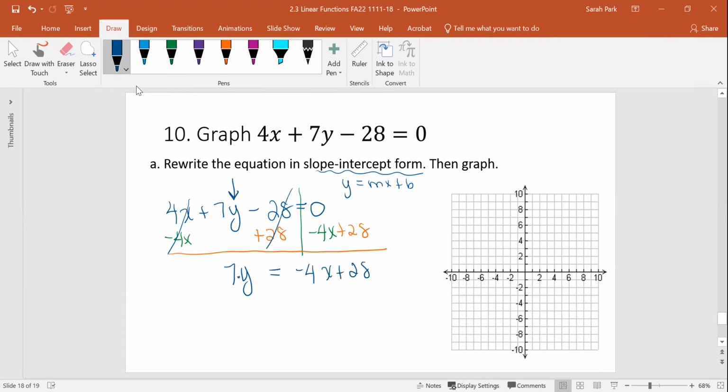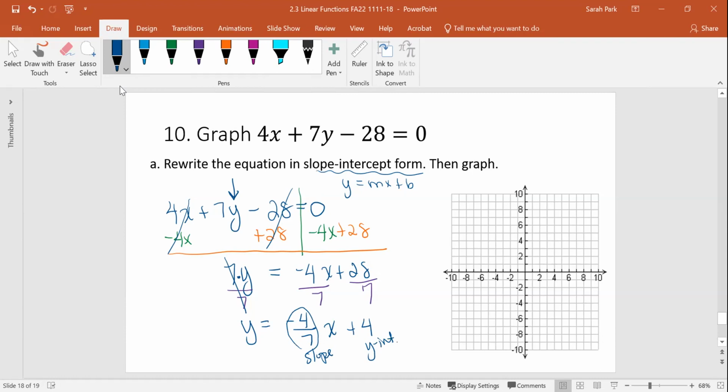And of course, to get rid of this 7 times y, let's divide everything by 7. The negative 4x divided by 7, 28 divided by 7, and the 7 and the 7 cancel away. So we have y equals negative 4 over 7 x. There's our slope. And 28 over 7 actually reduces nicely to 4. And that is our y-intercept.